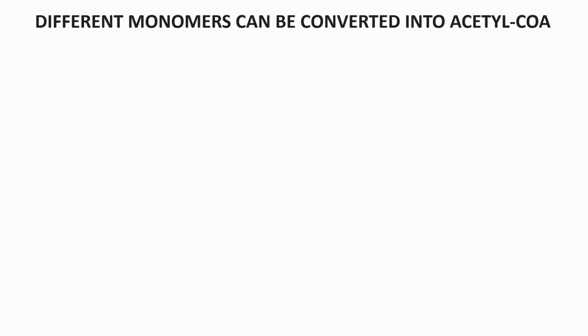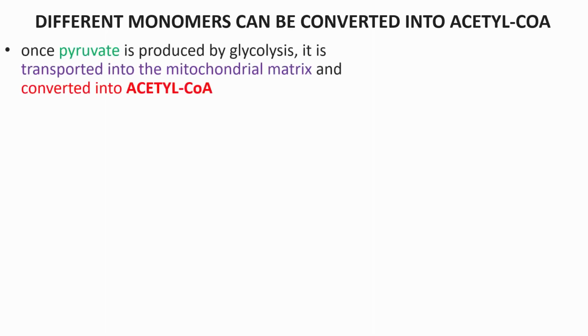I also, before we go into the citric acid cycle, want to talk about things other than glucose and what they can become. Once pyruvate is produced in glycolysis, it's directly transported into the mitochondria, and in the mitochondria it's converted into acetyl, and that acetyl is linked to CoA.